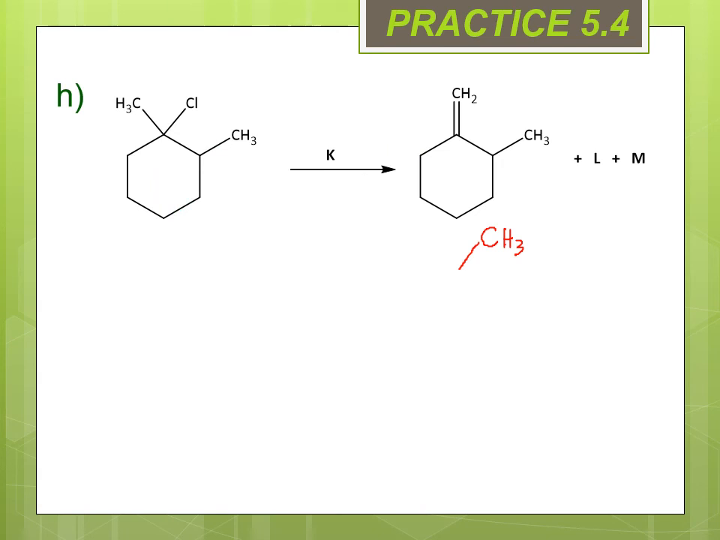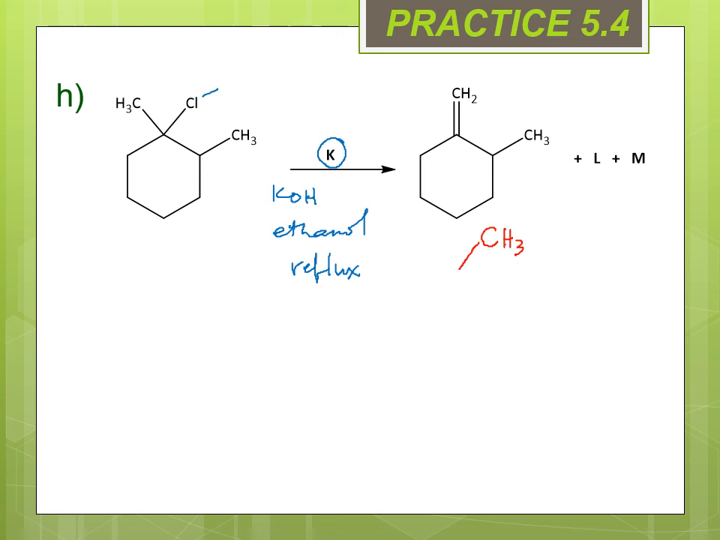Okay, finally, the last question, H. What is the reagent? This is chlorine, so we're going to use KOH, ethanol, reflux. Reflux is a kind of heat, but it is not direct. It is an indirect heat. Double boiling, for example, fractional distillation, for example.